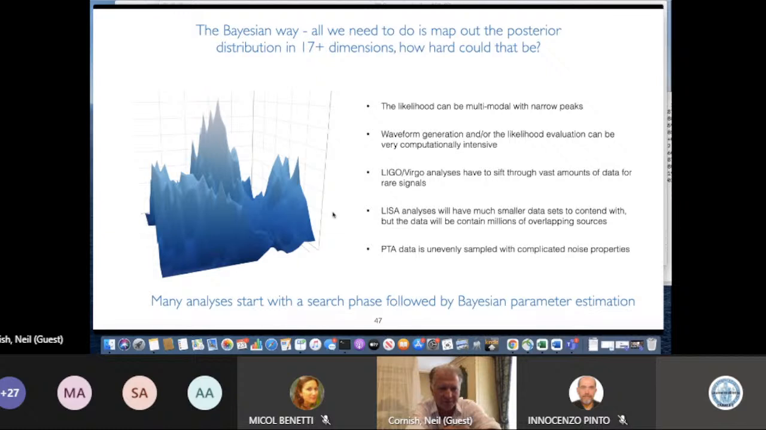So that's very challenging. And then for pulsar timing, as I mentioned earlier, it's challenging because the data is unevenly sampled. The noise properties are very complicated. So you can't just do a Fourier transform and go from there. So, LIGO and Virgo analysis is actually quite a bit easier than what we have coming up with LISA and what we're currently doing in pulsar timing.